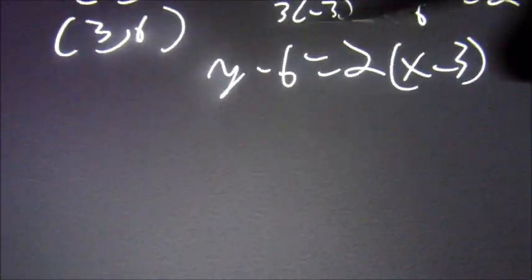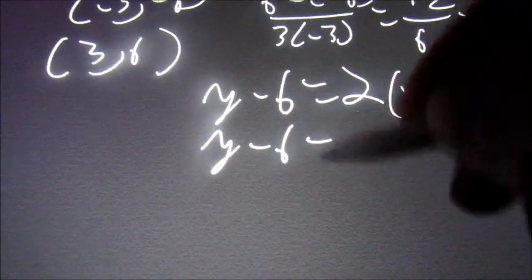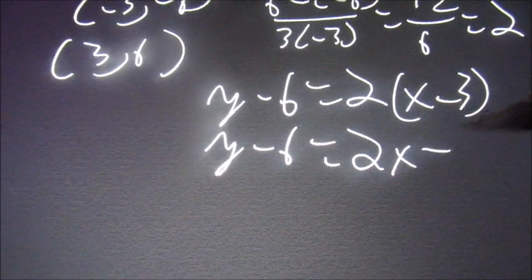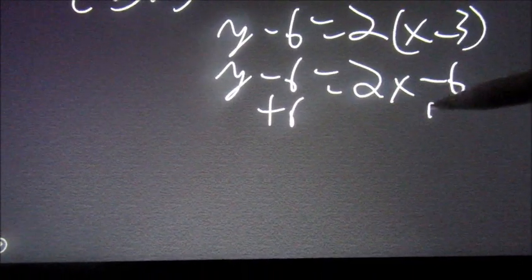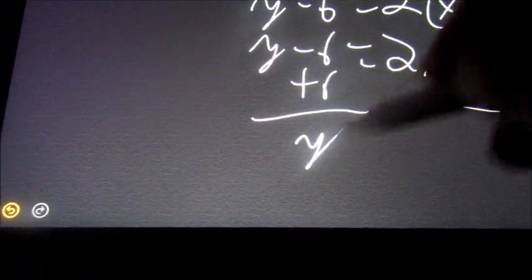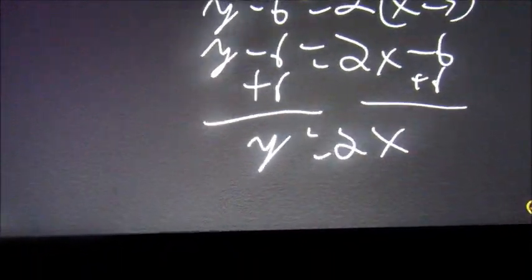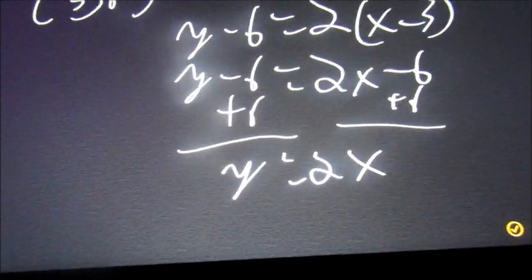Now I need to distribute the 2, so I have y minus 6 equals 2x minus 6. Add 6 to both sides, and I get y equals 2x. And that would be the answer for this one. Okay, then you're going to get some that use the f of x.